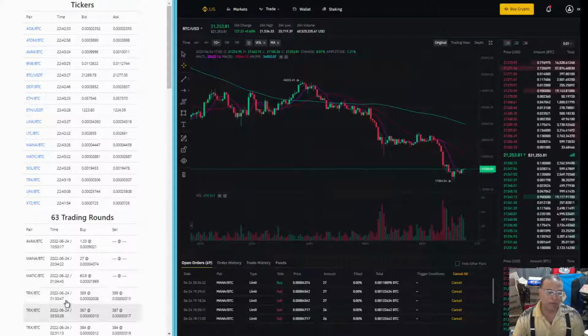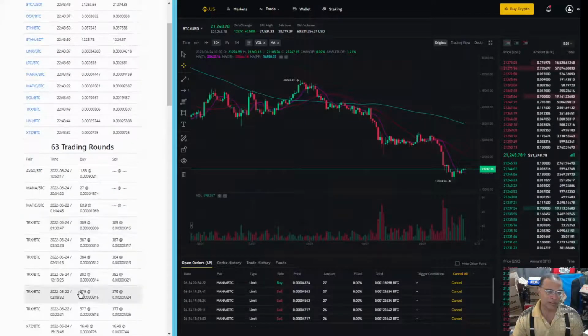When that sell order fills, this round won't be here anymore. It'll disappear from this list. This number decreases by 1 over here, right? Let's see if I can highlight that. That number decreases by 1, and this list adjusts itself, right?